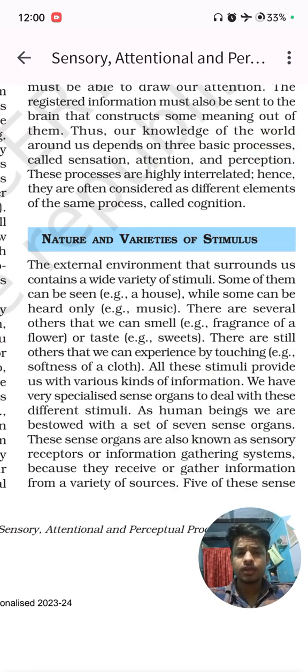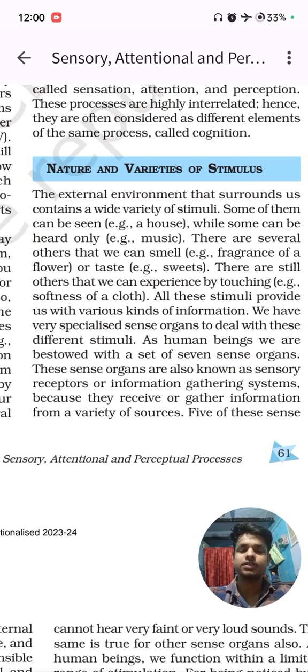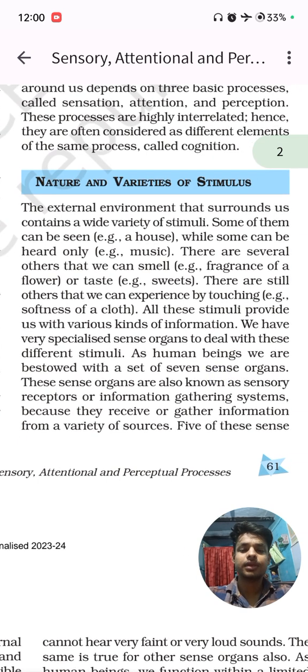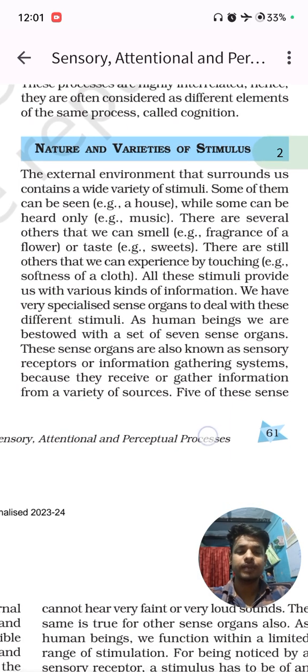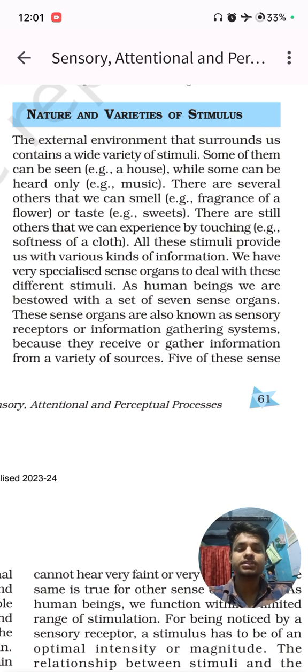Nature and varieties of stimulation. The external environment that surrounds us contains a wide variety of stimuli. Some of them can be seen, for example a house, while some can be heard only, for example music. There are several others that we can smell, for example the fragrance of a flower, or taste, for example sweets, and still others that we can experience by touching, for example the softness of cloth. All these stimuli provide us various kinds of information.